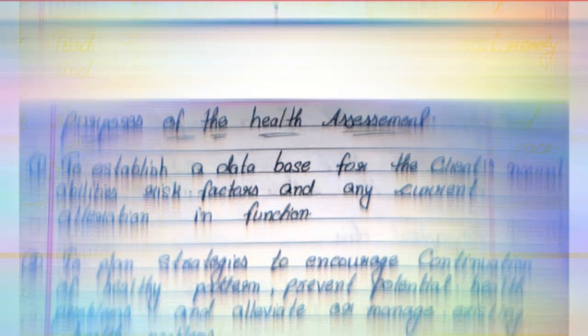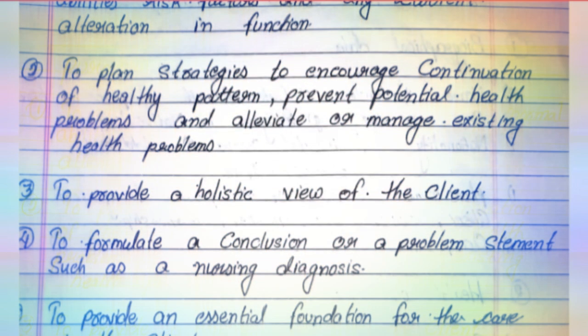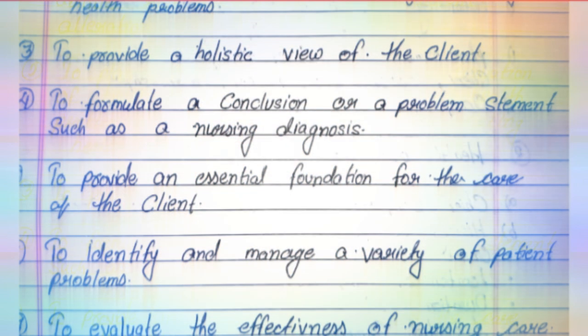नेक्स्ट हम लोग पढ़ेंगे पर्पस ऑफ द हेल्थ असेसमेंट. फर्स्ट, पर्पस ऑफ हेल्थ असेसमेंट इज टू एस्टेब्लिश ए डाटाबेस फॉर द क्लाइंट्स नॉर्मल एबिलिटी, रिस्क फैक्टर एंड एनी करेंट अल्टरेशन इन फंक्शन. नेक्स्ट पर्पस पढ़ेंगे टू प्लान स्ट्रेटजी टू एनकरेज कंट्रीब्यूशन ऑफ हेल्दी पैटर्न्स, prevent potential health problems and alleviate or manage existing health problems of the patient. Next, to provide a holistic view of the client.